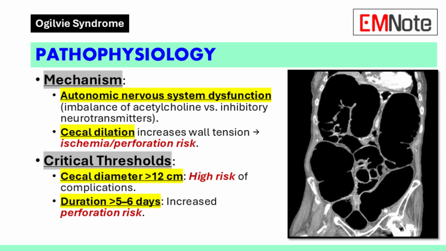The risk of complications increases with increasing cecal diameter and duration of illness. Very few perforations occur with a cecal diameter less than 12 centimeters. A direct correlation exists between diameters greater than 12 centimeters and the risk of complications. Dilation lasting more than 5 or 6 days confers the highest risk of perforation or ischemia.